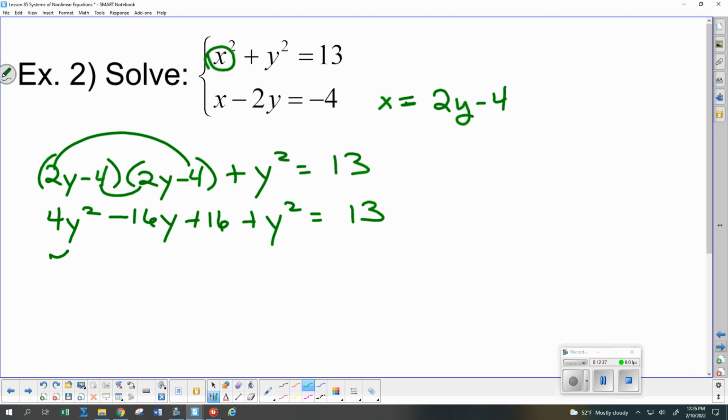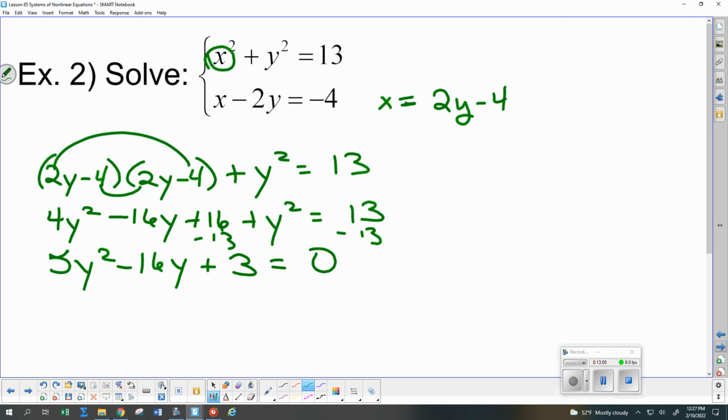Well, give me the y's on the right, or on the left. Okay, now, when we're factoring using quadratic formula, we need things equal 0, right? So let's get everything on the left. So if we subtract the 13 on both sides, 5y squared minus 16y plus 3 equals 0. So we have a quadratic equals 0.